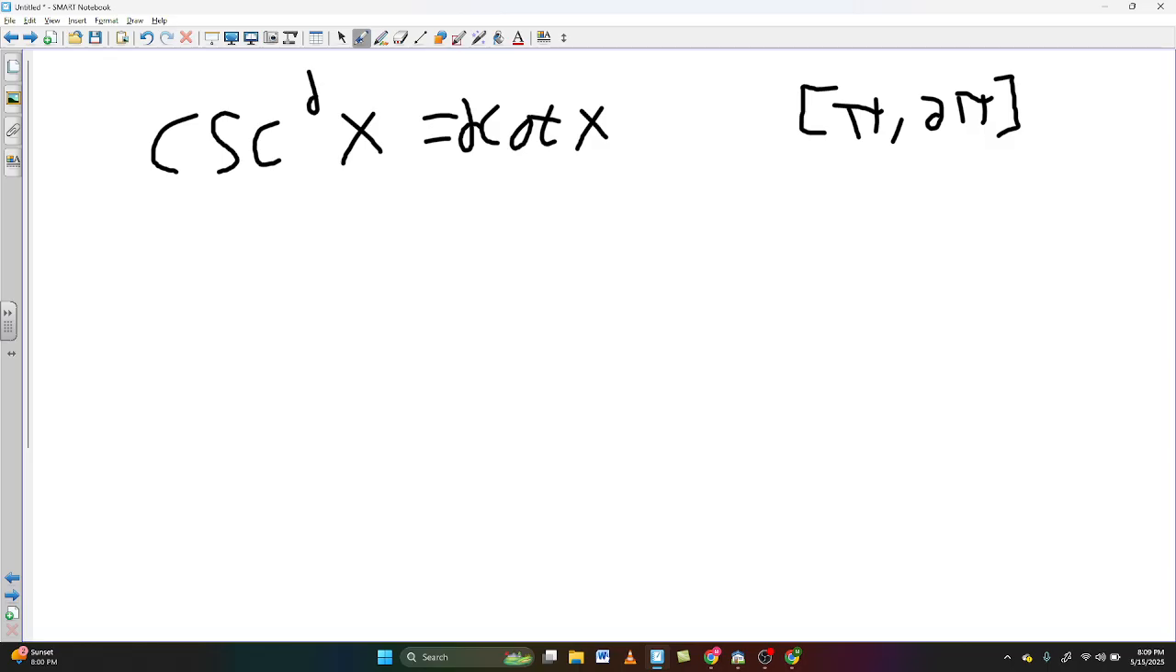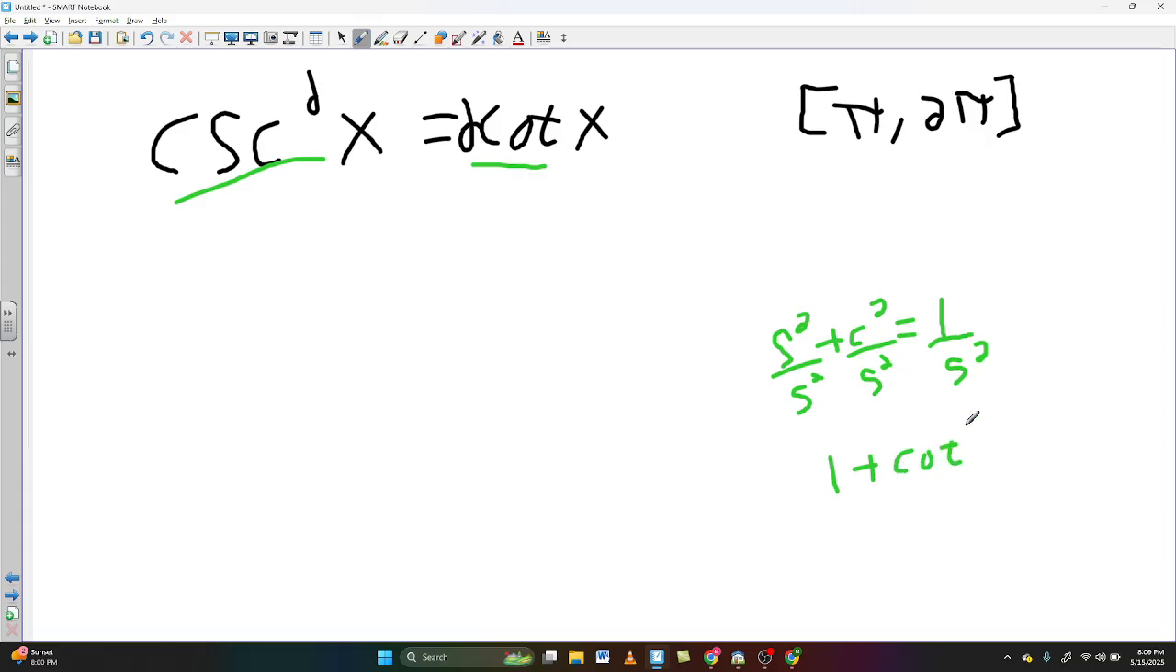So what I do when I see mismatched trig functions is I got to somehow get rid of one. The one that's easier to get rid of is the cosecant. So we divide by sine squared to get cosecant squared. So we'll have 1 plus cotangent squared equals cosecant squared. So I can just change this out to 1 plus cotangent squared.